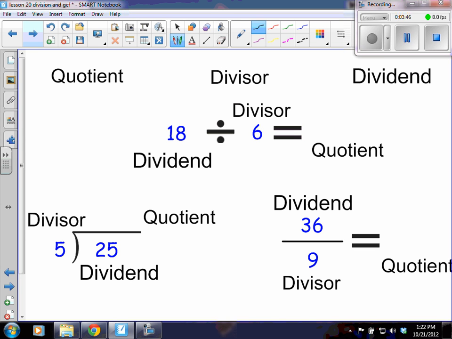And that's it. That's the review that we're going through when it comes to division. Understanding the 3 different ways that division can be written, understanding the 3 terms applied to the parts of a division problem, the divisor, the dividend, and the quotient. And I'm going to leave you with these 3 problems up on the board or on your screen, and you can use them as sample problems to find the quotient of each of these problems. And that is lesson 20.